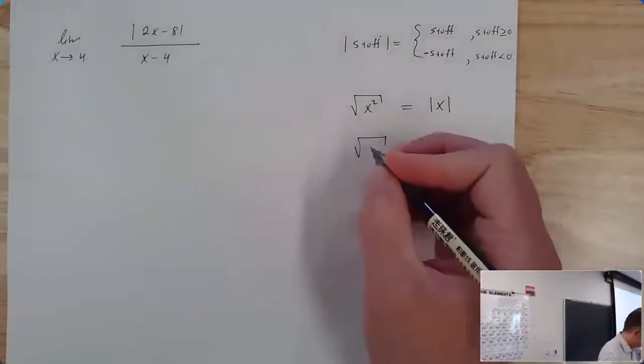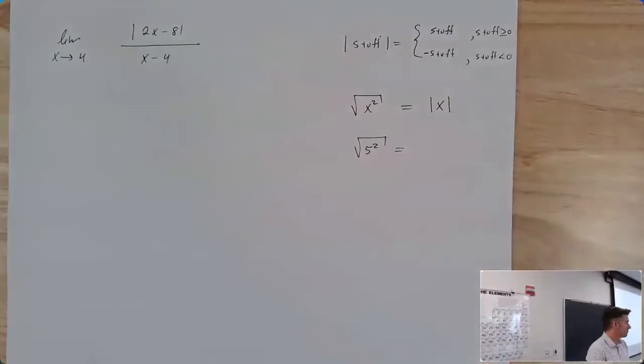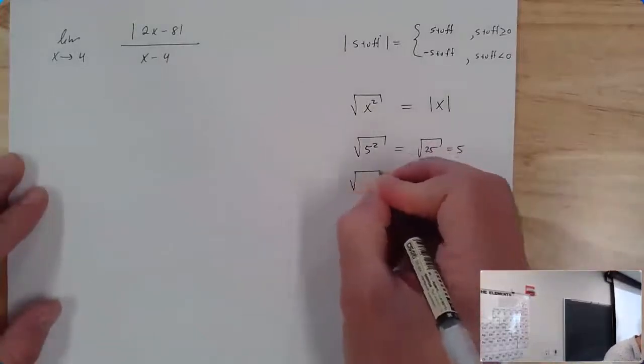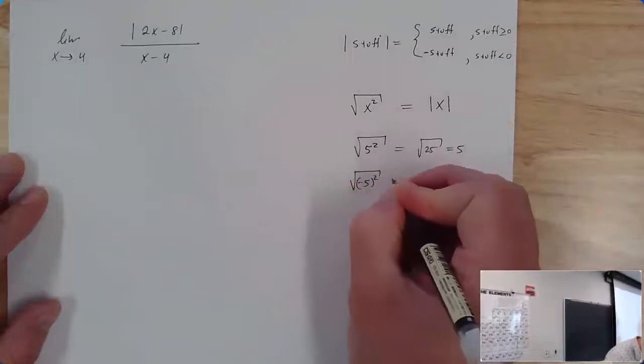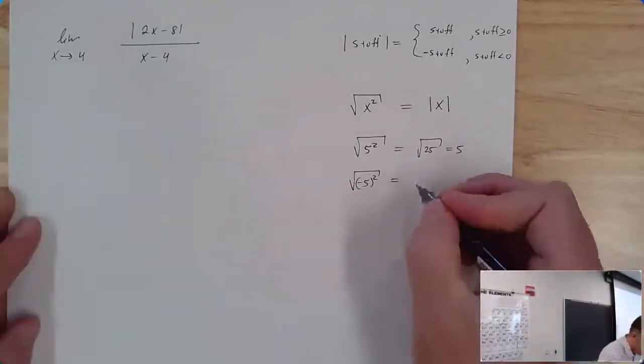What's the square root of 5 squared? Right, it seems like a dumb question. Bear with me. It's 5, right? Square root of 25, which is 5. What's the square root of -5 squared? Also 5.